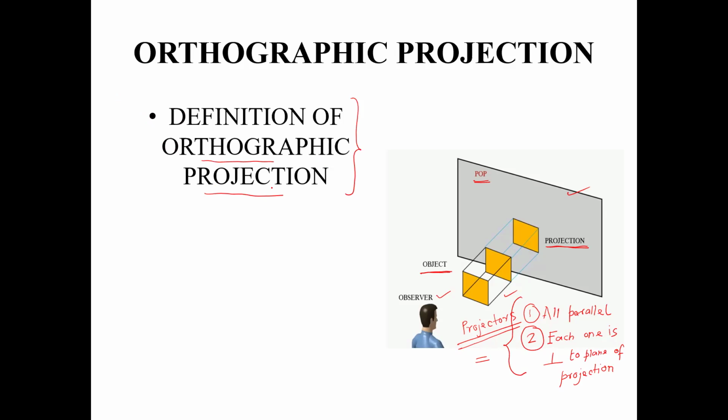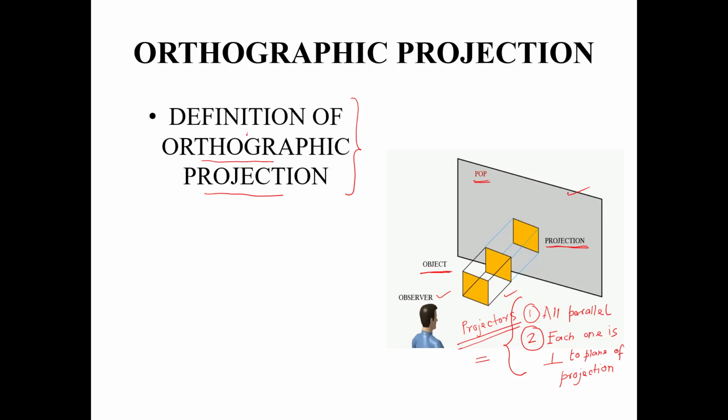So if the method of projection has to be tagged as orthographic projection, then all the projectors have to be parallel, and each projector must make an angle of 90 degree with the plane of projection when it is intersecting the plane of projection. So when these two conditions are satisfied by the collection of projectors, then the method of projection which is being followed, that is called as orthographic projection.